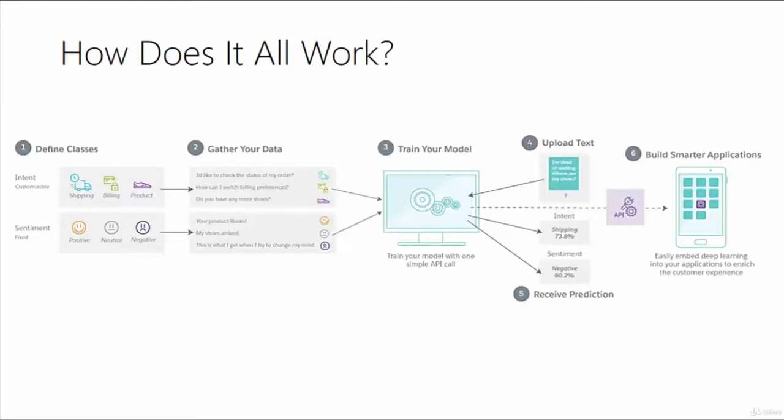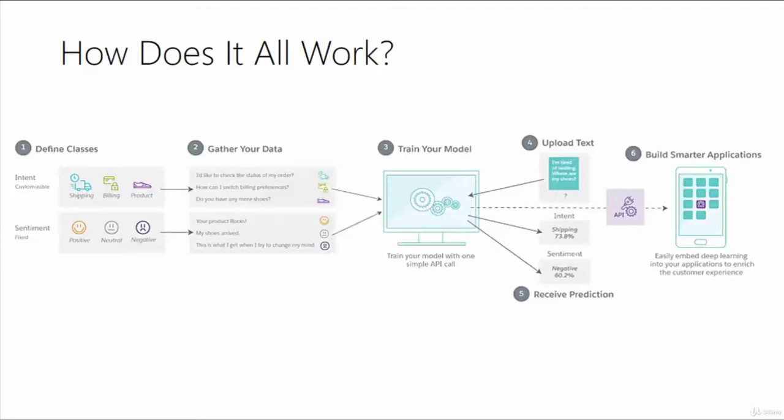As a second step, you gather your data and ask questions like, I'd like to check the status of my order. How can I switch billing preferences? Do you have any more shoes? These are the questions that users would ask of your company or organization. Let's say you throw out a survey and ask all of these questions. Once you have the results, you can identify labels for those questions. For example, all of the shipping related questions would be assigned to the shipping data label. All of the billing related questions that you gather from users will be assigned to the billing label, and so on.